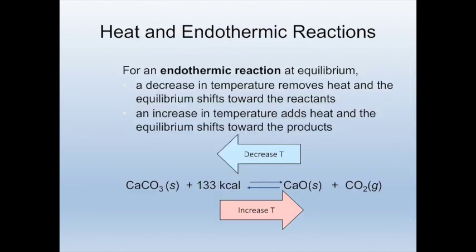And then with endothermic reactions, a decrease in temperature will remove heat and the equilibrium will shift towards reactants, and an increase in temperature will add heat and the equilibrium will shift towards products. So calcium carbonate plus 133 kilocalories of heat will break down into calcium oxide and carbon dioxide. Increasing the temperature will make this reaction go quicker, and decreasing the temperature will make it go towards reactants.